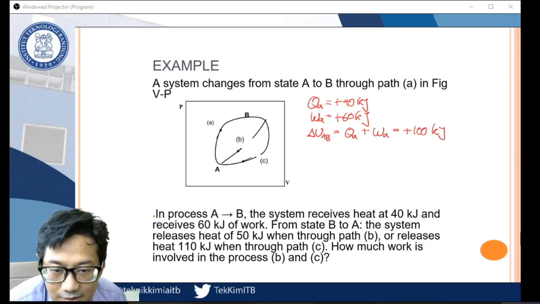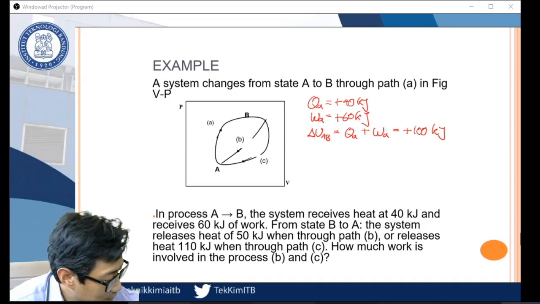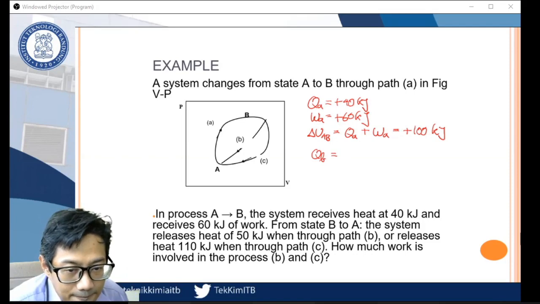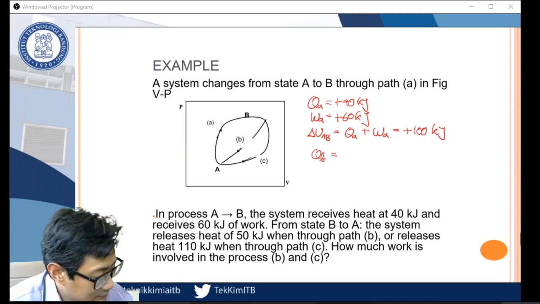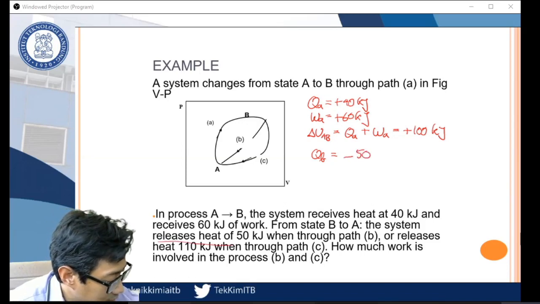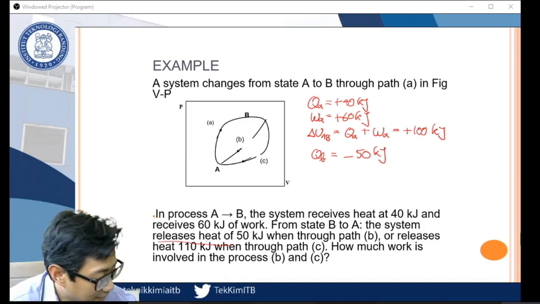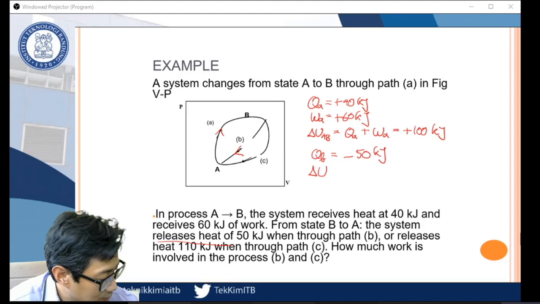Now, from B to A, following path B, the system releases heat of 50 kilojoule. So QB, 50 kilojoule, positive or negative? Negative, good. Minus 50 kilojoule. Because B is a different direction, A direction is like this, B direction is in the opposite way. So delta U BA is equal to minus delta U AB. It will be equal to minus 100 kilojoule.